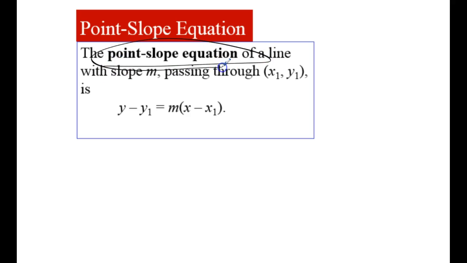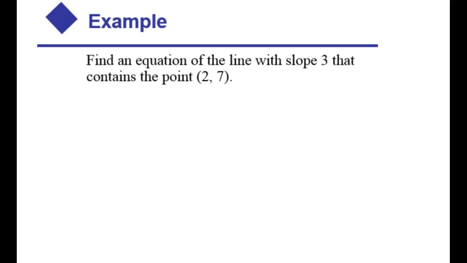This is called point-slope form of a line. I don't use this point-slope form. I will just continue using slope-intercept form, but if you would like to use point-slope, you certainly can, but for this particular course it's not necessary to know this equation, so I don't emphasize it a lot.